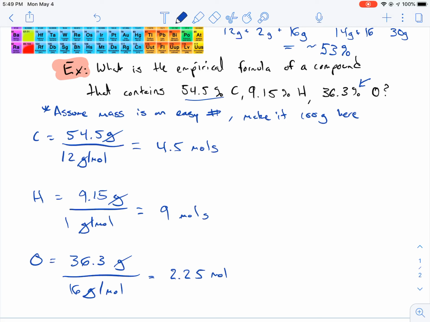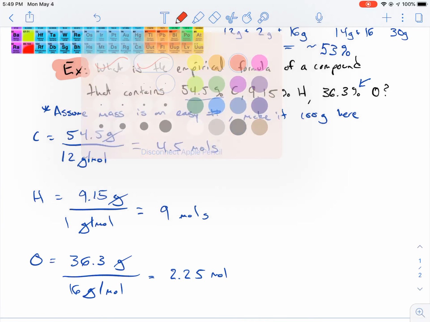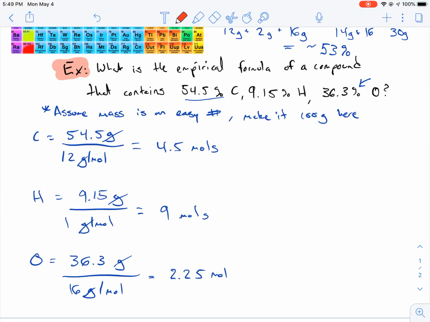Now we're going to move on and find the empirical formula. For this particular molecule, we can just think through this very easily. What makes it great about doing these problems is you generally have very easy numbers to work with. So here we have 4.5 moles, 9 moles, 2.25 moles. It's nice because one, we can estimate. This doesn't have to be exact. And the other nice thing is that we get small, easy to work with numbers.